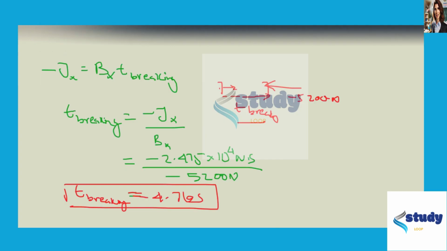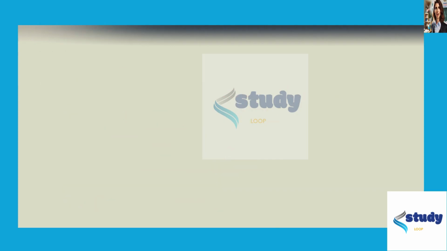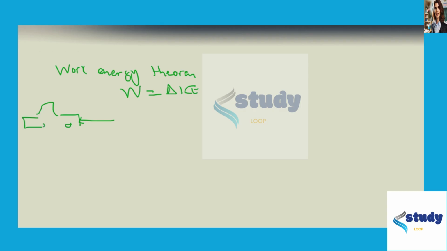This is the next slide. Using the work-energy theorem, we know that work is the change in kinetic energy. But since we have a braking force being applied on the Prius, it's going to be negative work. It's going to be negative work.